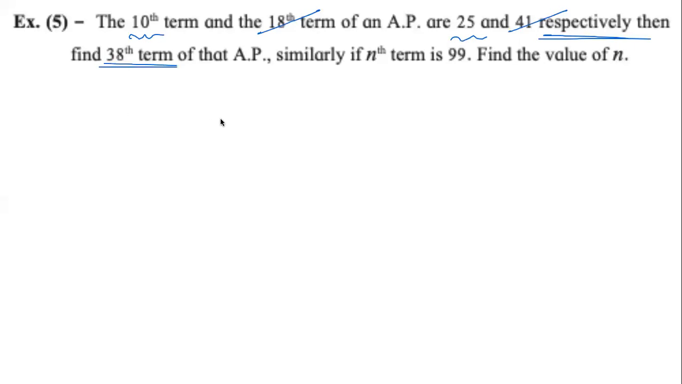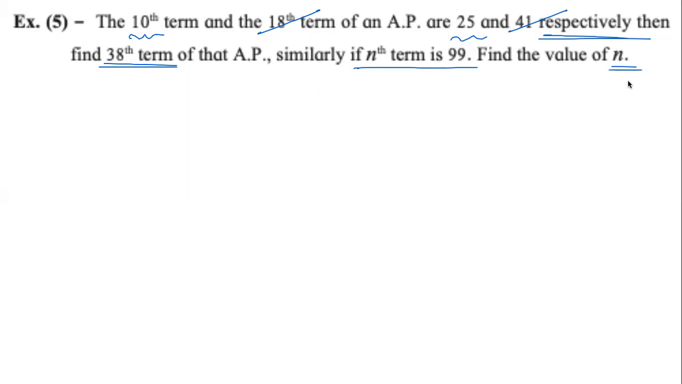Which AP? I don't know. We don't know. We have to create that AP. We have to understand that AP. Remember, any AP is formed of just two things: first term and common difference. And once we have found that, we have to find the nth term. Okay. Another question. The nth term is 99. Find the value of n.